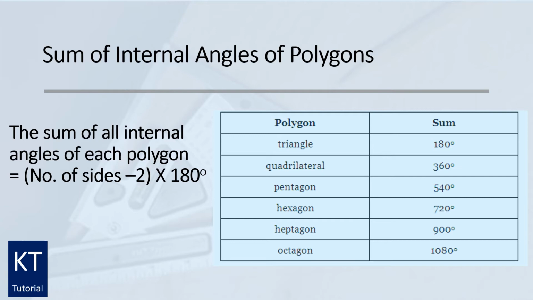You should also notice that the sums of internal angles increase in increments of 180 degrees each time the number of sides of the polygon increases by 1. In summary, the sum of all internal angles of each polygon is equal to the number of sides minus 2, and this outcome being multiplied by 180 degrees.